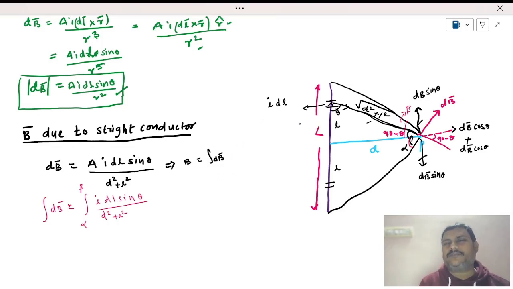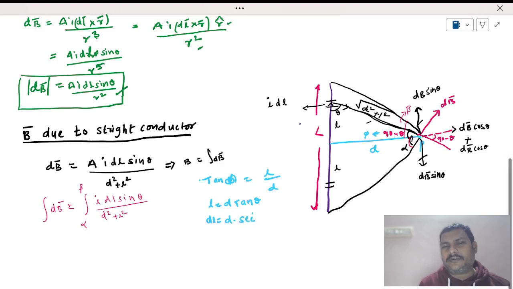So for that, consider the diagram here: tan of 90 minus theta, cut off 90 minus theta, so tan theta is equal to L by D. Then L is equal to D tan theta, or you can take cot theta, not a problem. Here, instead of theta, I have taken tan phi, for easy purpose. So tan phi is equal to L by D, and now dl is equal to d, which does not vary, into secant square phi d phi.